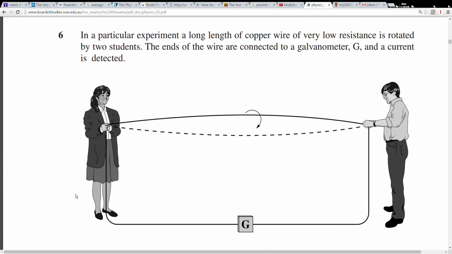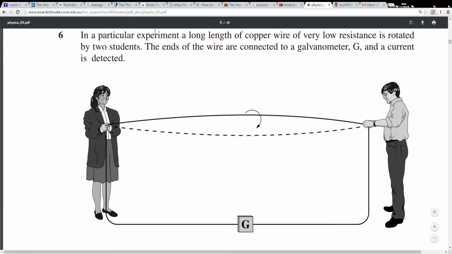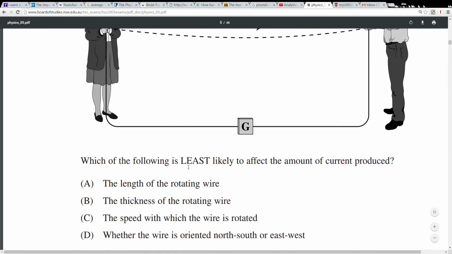Question 6. In a particular experiment, a long length of copper wire with very low resistance is rotated by two students. The ends of the wire are connected to a galvanometer, G, and a current is detected. Which of the following is least likely to affect the amount of current produced?